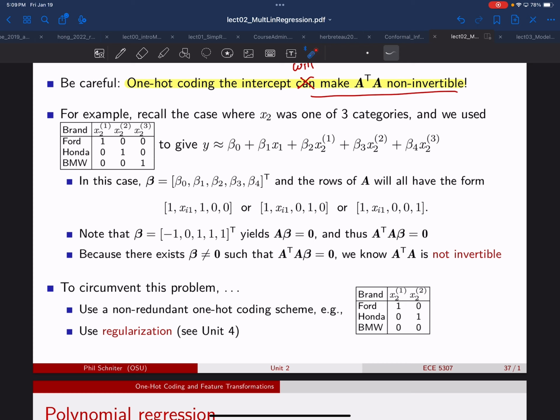Another approach we'll talk about to solve this problem is to use a slightly more sophisticated way to do our modeling, something called regularization. That's another approach. But I think the recommended approach is to use something like this, or setting the beta 0 equal to 0, something like that. It's just a bit cleaner. Okay, so any last questions about one-hot coding?